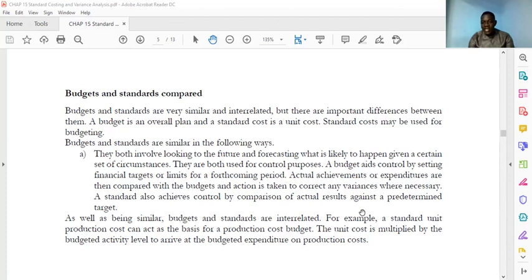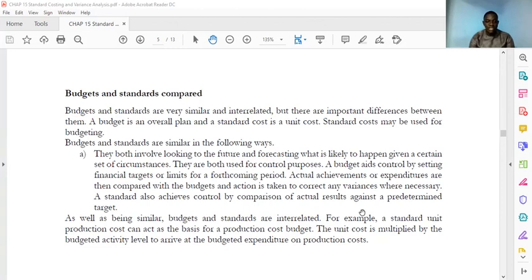A budget aids control by setting financial targets or limits for a forthcoming period. Actual achievements or expenditures are then compared with the budgets, and action is taken to correct any variances where necessary. A standard also achieves control by comparison of actual results against a predetermined target. As well as being similar, budgets and standards are interrelated.